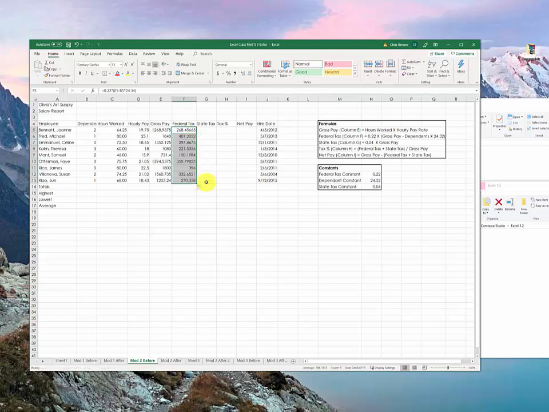All right, state tax is going to be a little bit similar. State tax is 0.04 times gross pay. So that's a pretty easy formula. Equals 0.04 asterisk gross pay, E5.